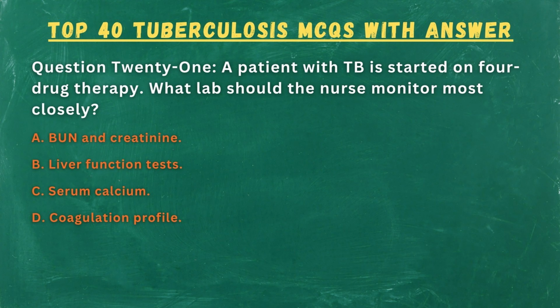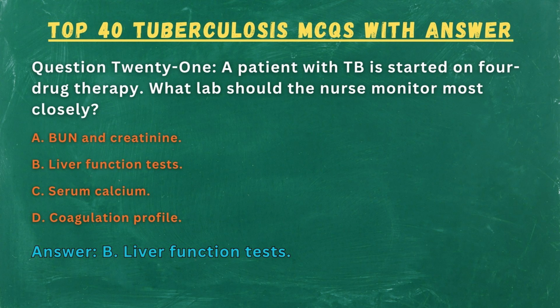Question 21. A patient with TB is started on 4-drug therapy. What lab should the nurse monitor most closely? A. BUN and creatinine. B. Liver function tests. C. Serum calcium. D. Coagulation profile.